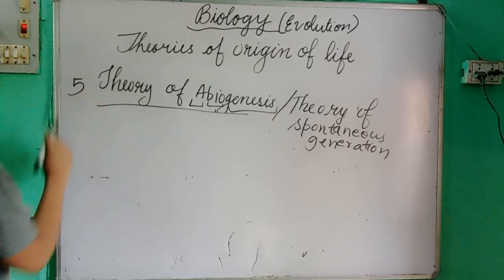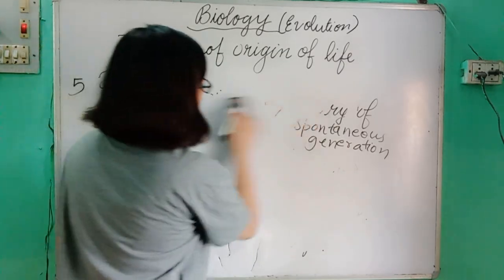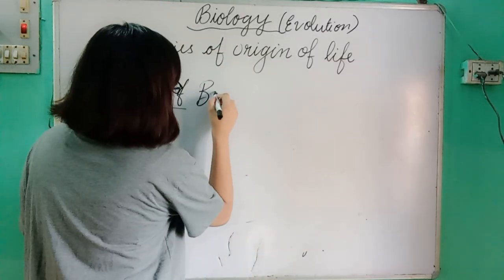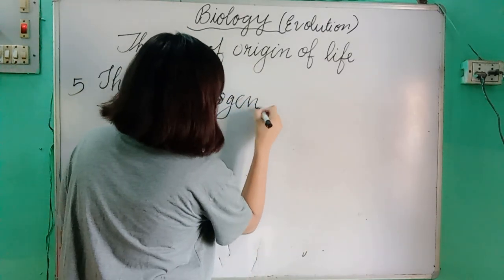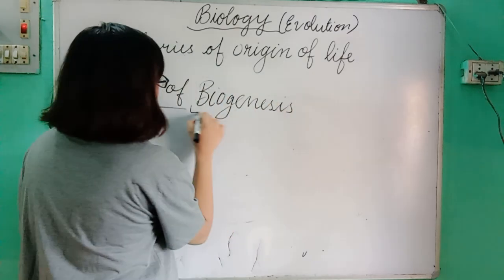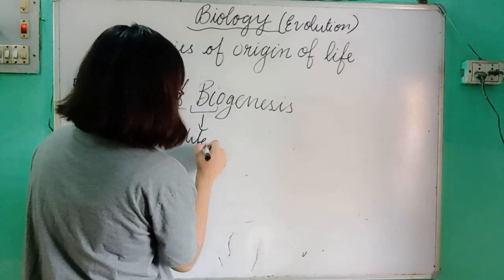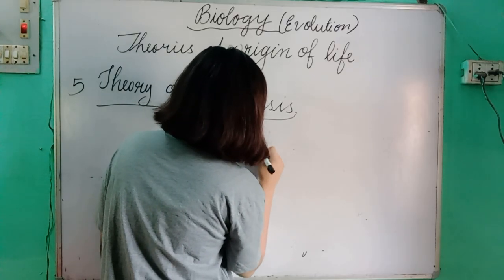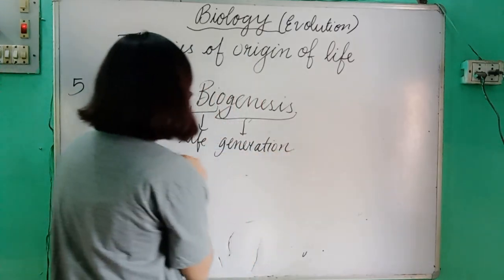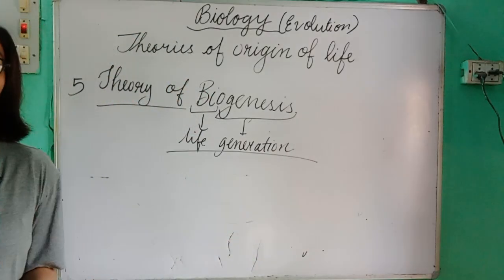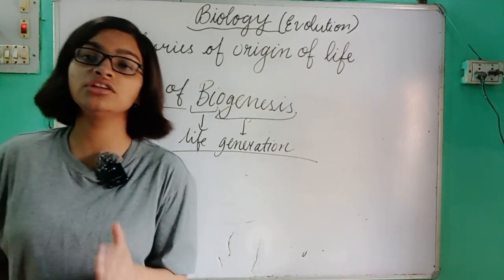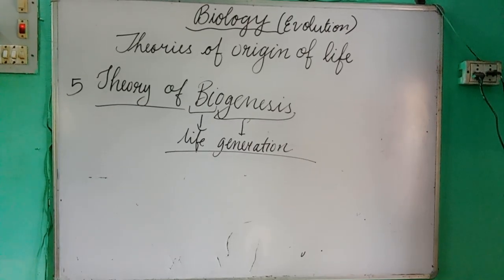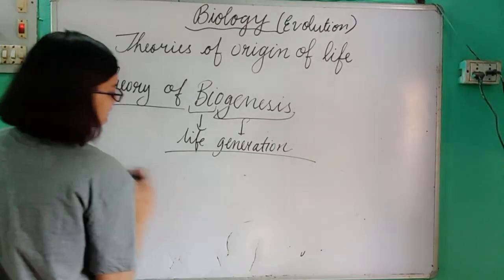The fifth theory, theory of biogenesis. By the name itself, we can understand what this theory says. Bio means life and genesis means generation. So this theory believed that life came from pre-existing living things. There was an experiment performed by Louis Pasteur known as the swan neck experiment. So now let us see the swan neck experiment.